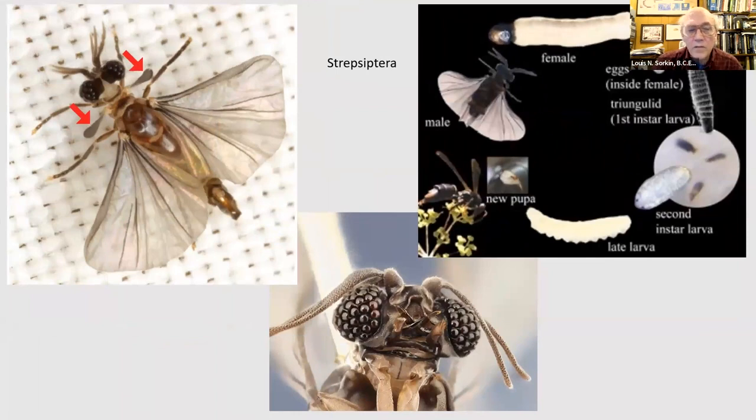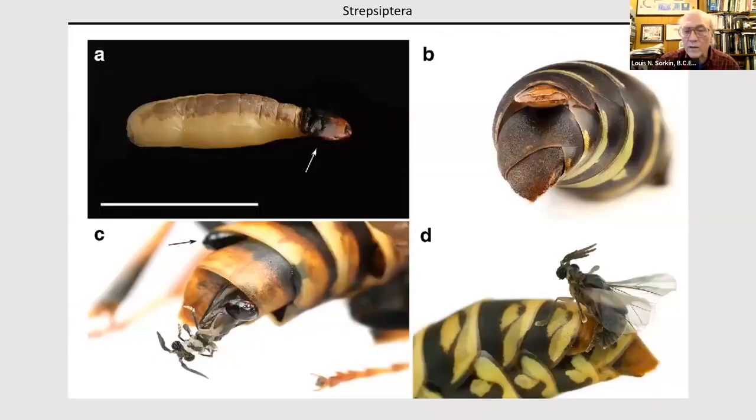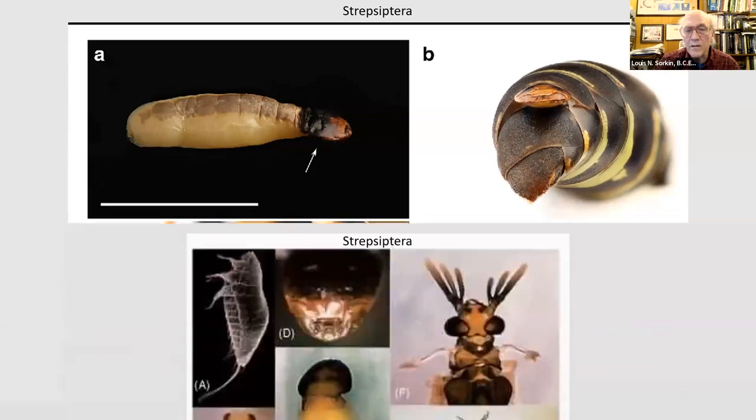These are Strepsiptera, the twisted wing parasites. They have red arrows pointing to their front wings, which are similar to beetles in that the modified front wings of beetles are the elytra. And these are parasitic creatures, which in this particular species live in the abdomen of a paper wasp. The female is grub-like and stays there. The male is winged, and he'll fly at flowers where the wasps might be, and then he can go mate with the female that's inside there.